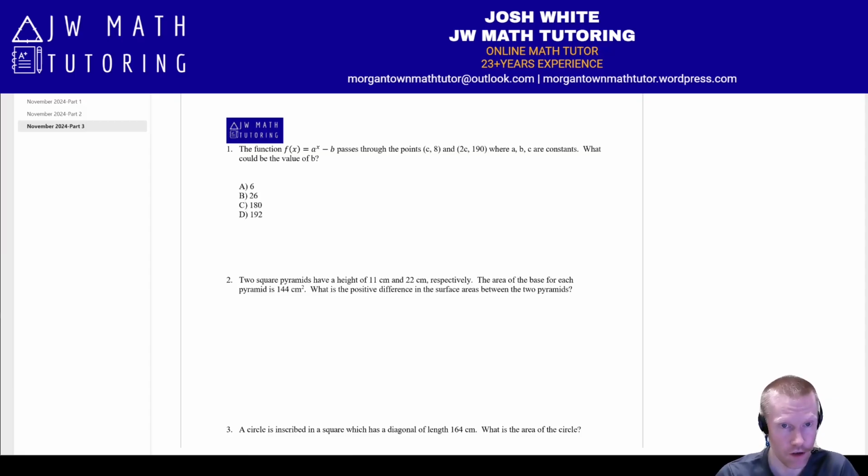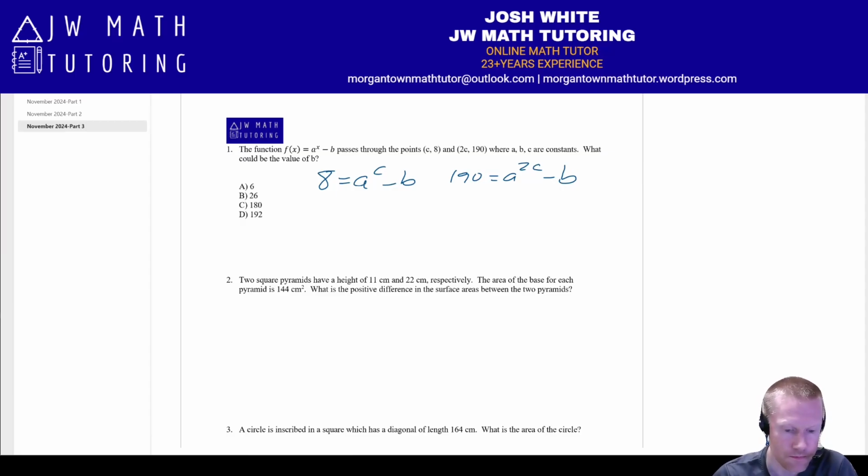So the traditional way to solve this would be to plug in these 2 points. So for example, the first one, you would get 8. You plug that in for your f of x or your y. And then you've got a to the c minus b. And then when you plug in the second point, you've got 190 equals a to the 2c minus b.